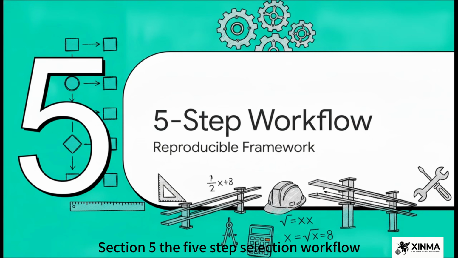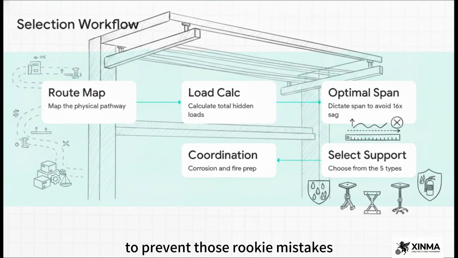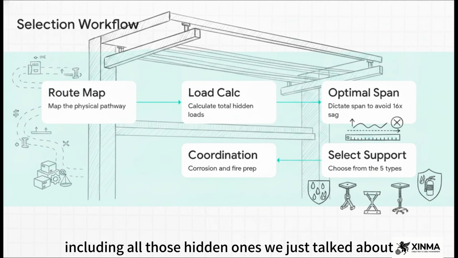Section 5, the 5-step selection workflow. To prevent those rookie mistakes and guarantee the math actually works, here is the exact reproducible workflow that will literally save your site. Step 1 is route mapping. You have to understand the physical pathway and structural tie-in points before you do anything else. From there, step 2, you calculate your total loads, including all those hidden ones we just talked about.